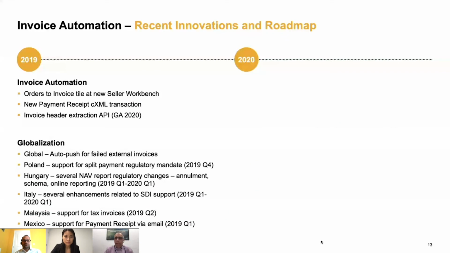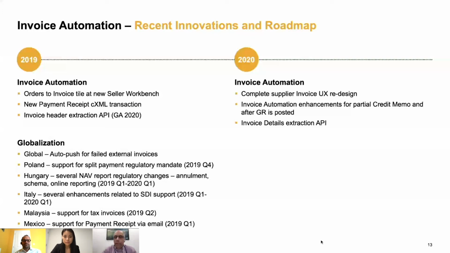For 2020, what we are planning in terms of innovations in 2020. First, to complete the invoice UX redesign, I am going to show you a couple of slides with the new look and feel for the invoice. We are introducing some enhancements for credit memo and for goods receipt when creating an invoice through goods receipt posting. And also, we're going to provide an extension of that API that I mentioned before with the details of each one of the invoices.